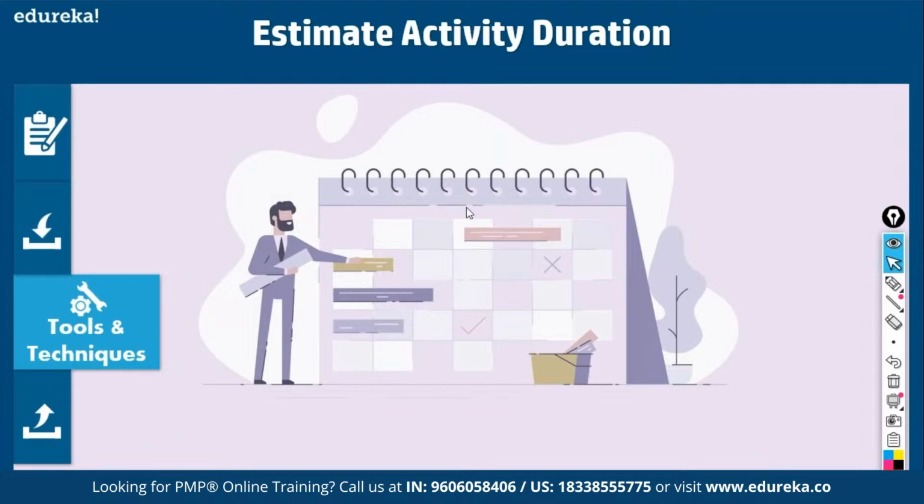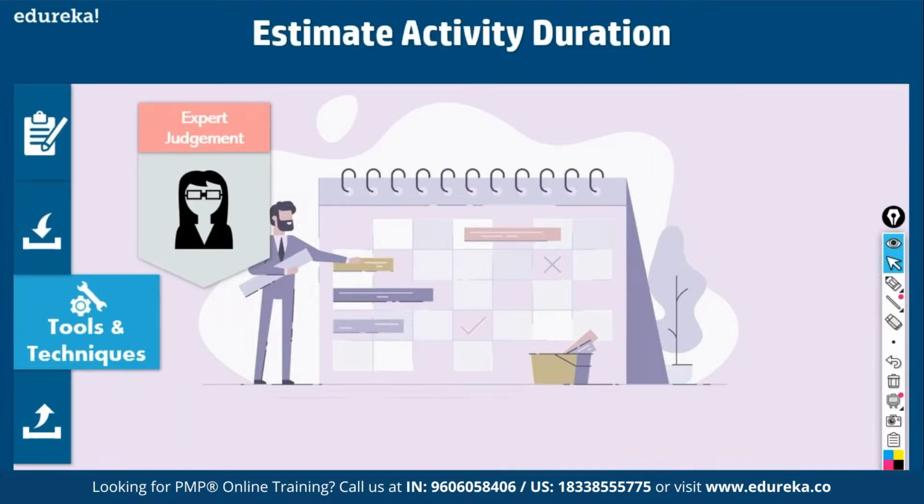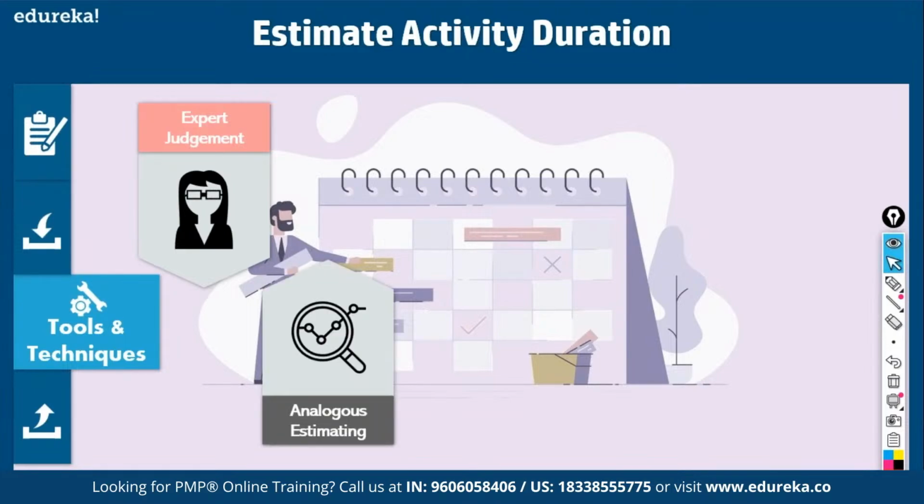Tools and techniques will be expert judgment. It is a common tool and technique. Likewise, analogous estimating. It is like this: when you start a project, you'll have analogous estimating. What is analogous? You take an earlier project as an example, and based on that, you come up with an estimate. Then as you start planning for the project, you go for parametric estimating, a bit more detailed. You've completed one phase, and you're going from one phase to the next phase.